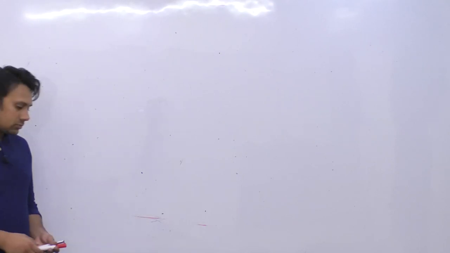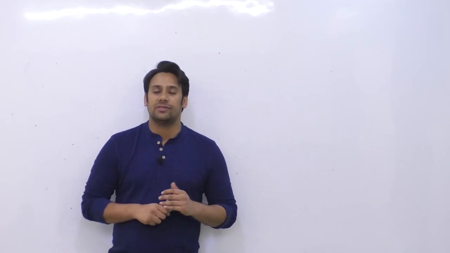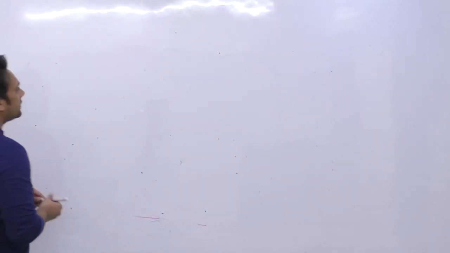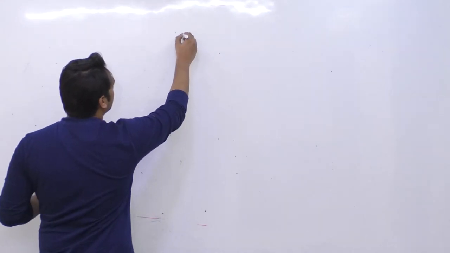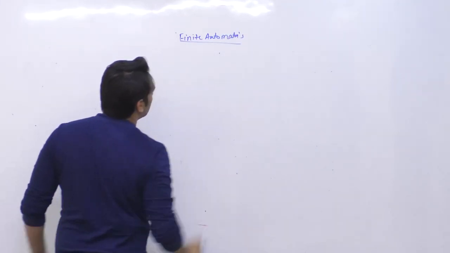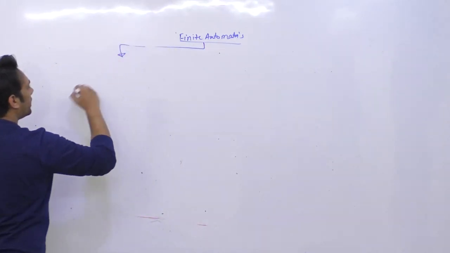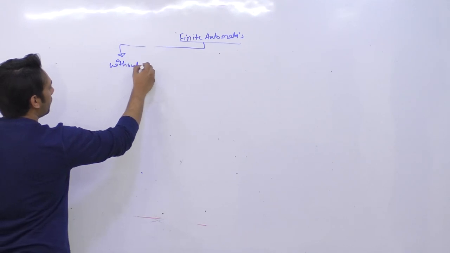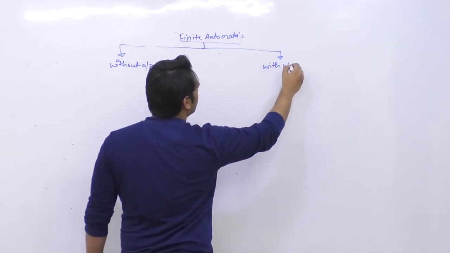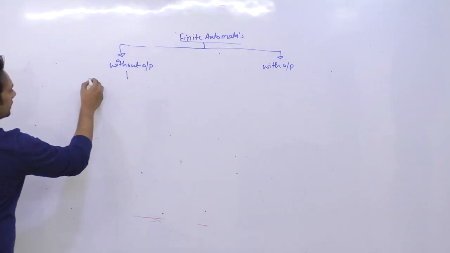Okay, so let us start. In this session we will be starting our discussion regarding deterministic finite automata. Let us see what the types of finite automata are. There are various types: finite automata without output, and finite automata with output. The finite automata without output are of three types that we will be studying.